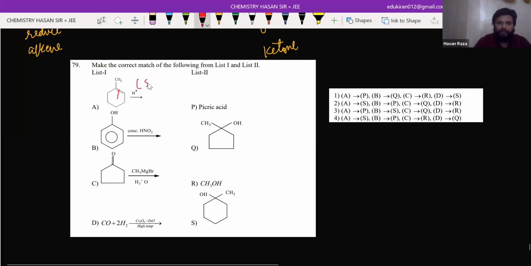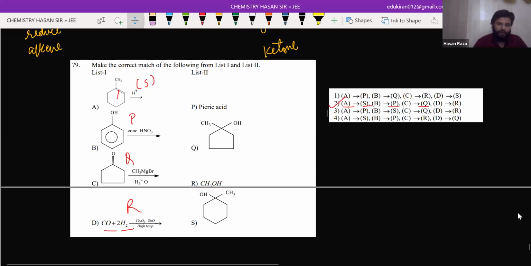A will go with S. Concentrated HNO3, it will form picric acid, so it will be P, picric acid. CH3MgBr, when you react with ketone, you will get tertiary alcohol, so this will be Q. And CO plus 2H2, what will it form, very simple. This is an industrial use of alcohol, that is CH3OH, so R. What is the answer? A to S, B to P, C to Q, and D to R, so the answer is 2. Can I change the slide?